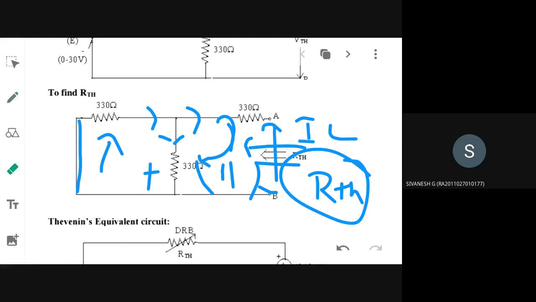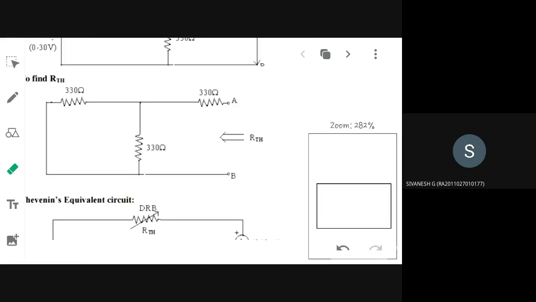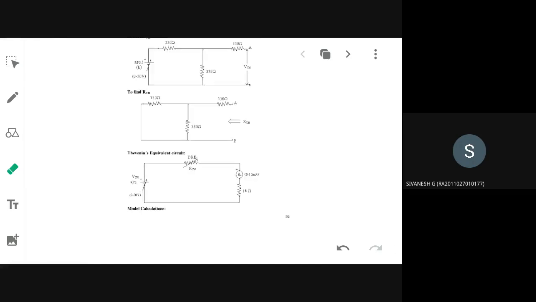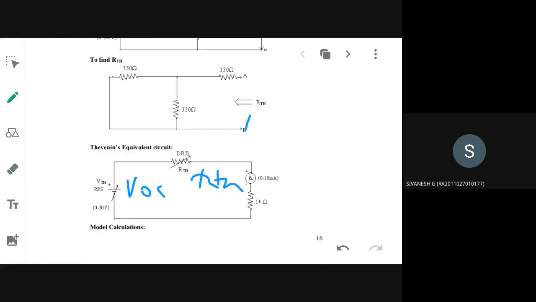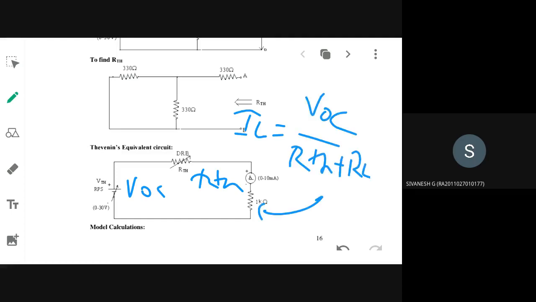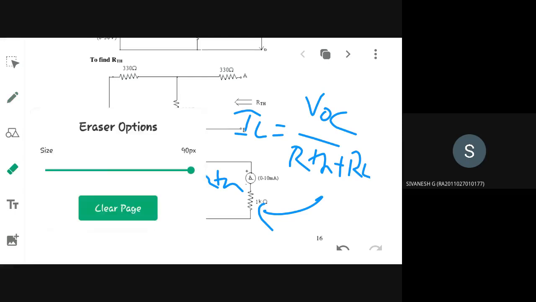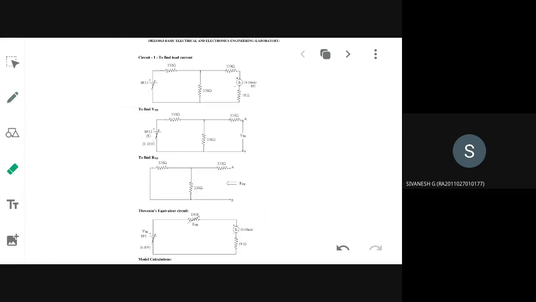Then finally you need to substitute VOC and RThevenin here, and the formula for IL is standard, that is VOC divided by RThevenin plus RL. RL is this 1K. That finishes off the manual calculation for your Thevenin's theorem. Okay, moving on to your Norton's theorem.